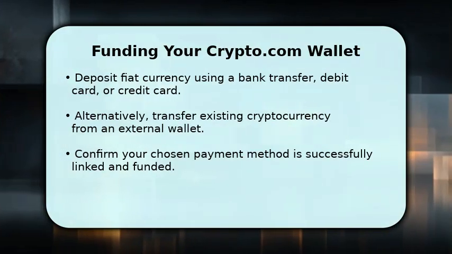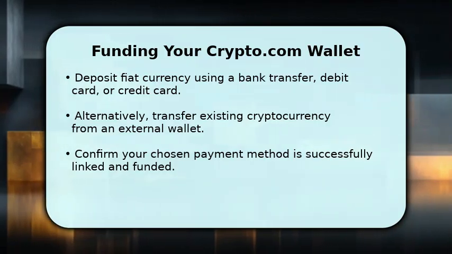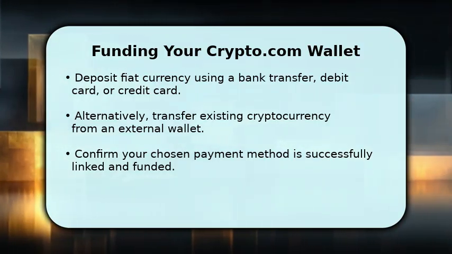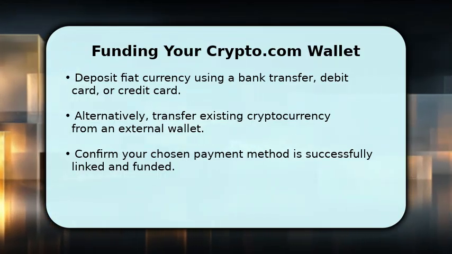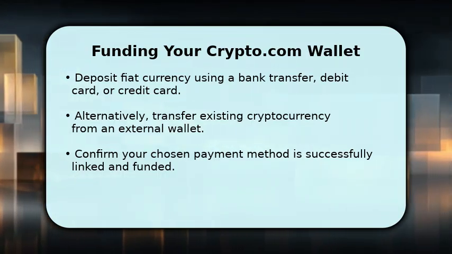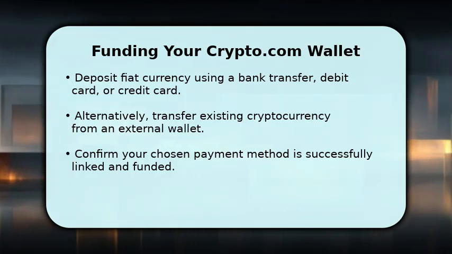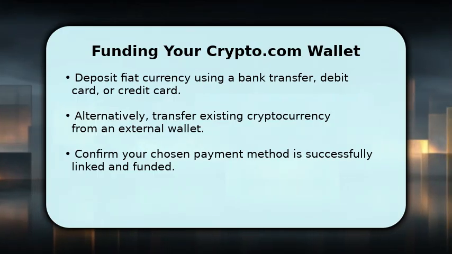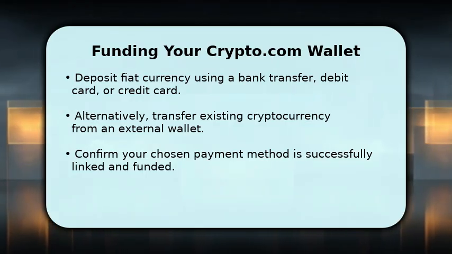Next, you'll need to fund your Crypto.com account. You have several convenient options for this. You can deposit fiat currency, like US dollars or euros, directly from your bank account via a bank transfer, or instantly using a debit or credit card. Another option is to transfer existing cryptocurrency from another wallet you own. Always confirm your deposit has arrived before proceeding.